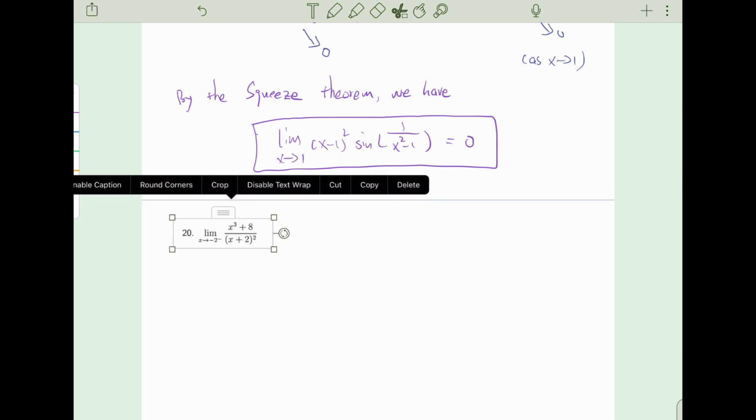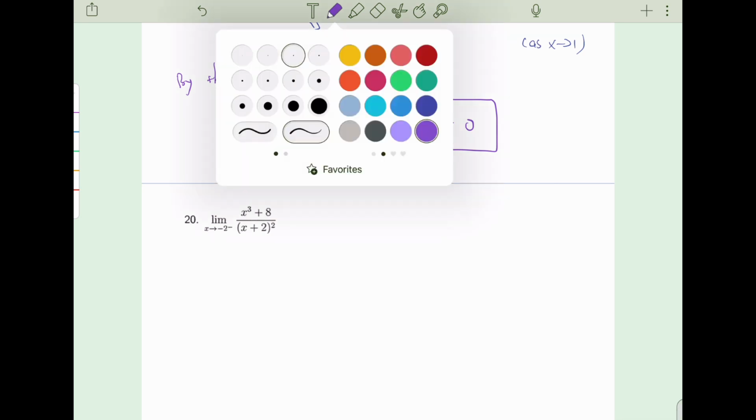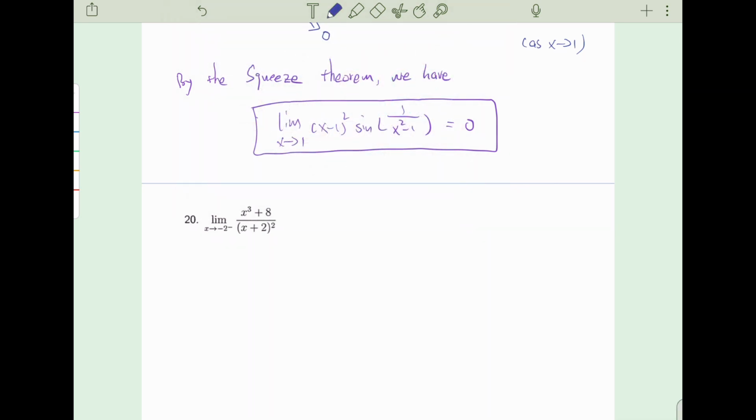So let's take a look at this question. Firstly, if you plug in, you see that the denominator is going to 0. However, the top is also going to 0, because that is negative 8. So that means we will need to do some factorization. Okay.